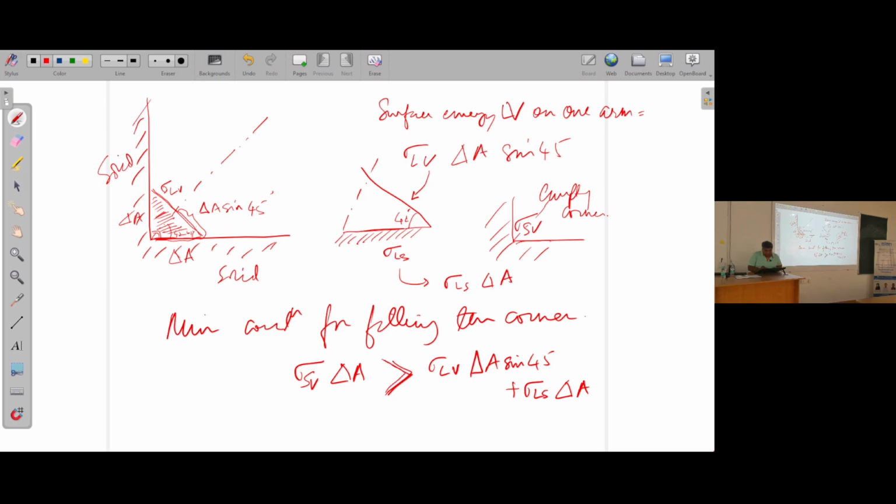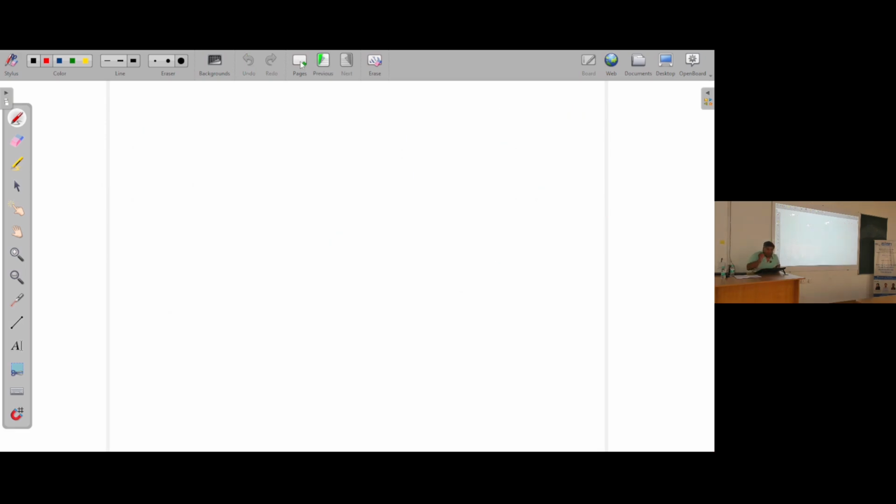If sigma SV is smaller than this, if the net energy imposed by liquid-vapor surface tension and the liquid-solid surface tension is greater than the solid-vapor surface tension, it won't fill the corner at all. So what we can do is, it's a very simple exercise next. I'm just going to go to the next page. Just to repeat, sigma SV is greater than sigma SL plus sigma LV sine 45.